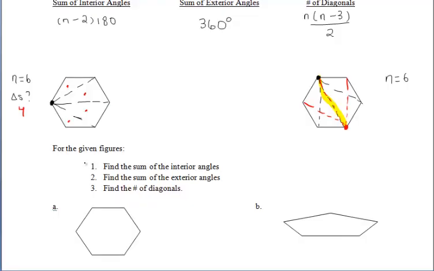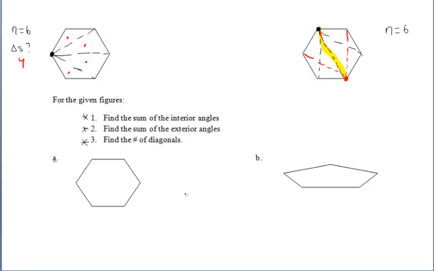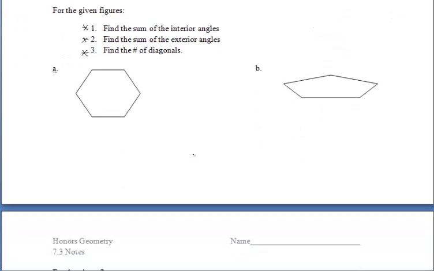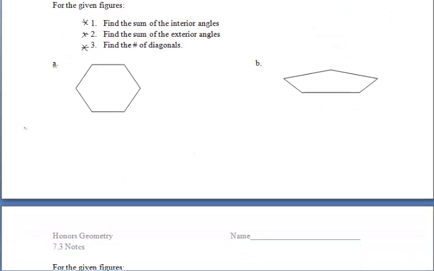For parts A and B, we want to find 3 things for each problem. We want to find the sum of the interior angles, the sum of the exterior angles, and the number of diagonals. I am going to encourage you to try this out without looking back at the formulas, okay? Obviously they're right above you if you forgot them, but you do have to have these memorized. And also try to remember the names of the shapes too, just to test yourself.